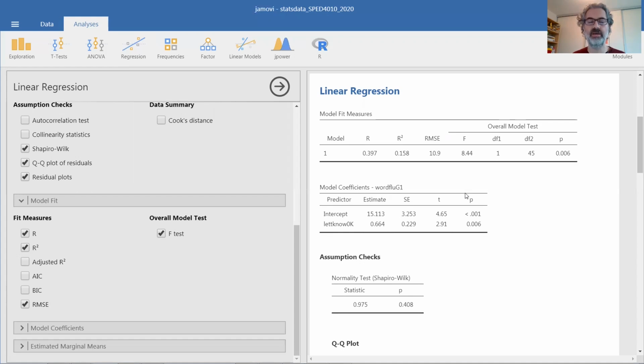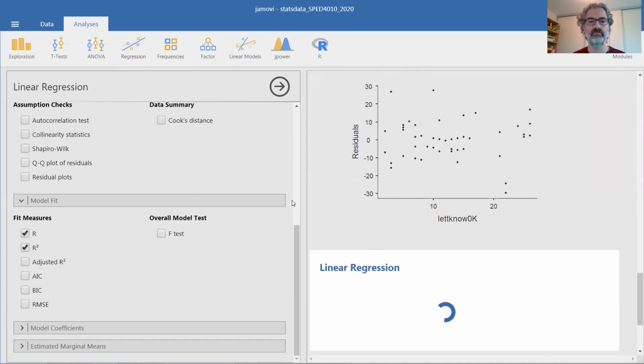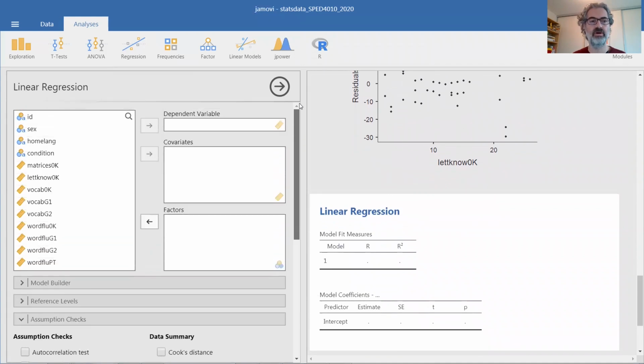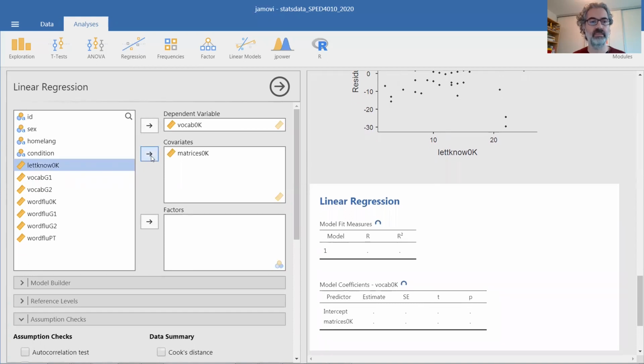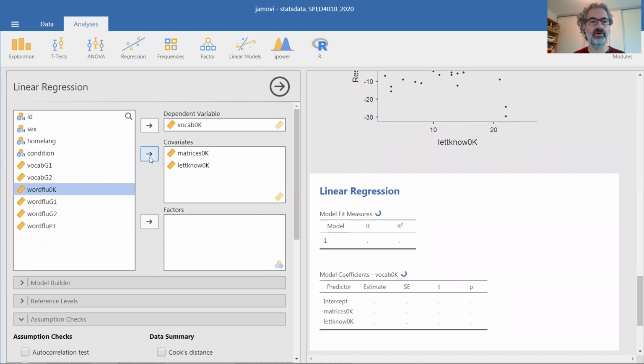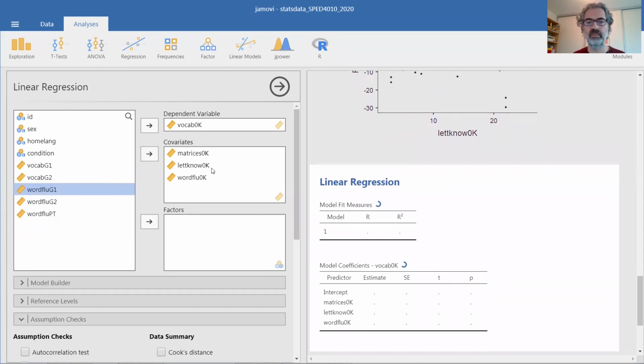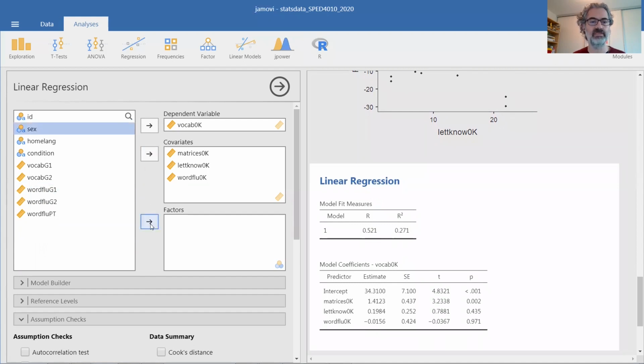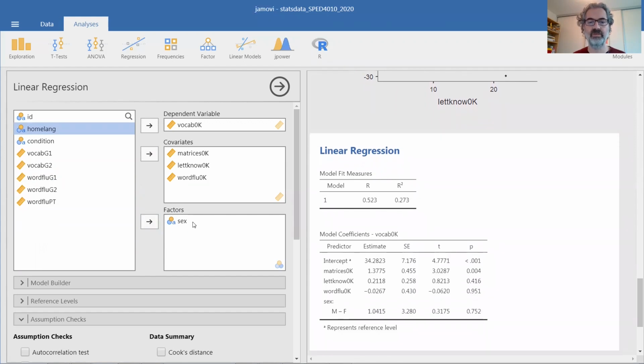Let us move on to a different case where we can use more predictors so that you see how that's done and how it's interpreted. Let us run a new linear regression. And this time, try to predict vocabulary in kindergarten from nonverbal ability in kindergarten, letter knowledge in kindergarten, and word reading fluency in kindergarten. And, well, why not? Also sex in kindergarten. This is a categorical variable, so it is coded by Jamovi into numbers.